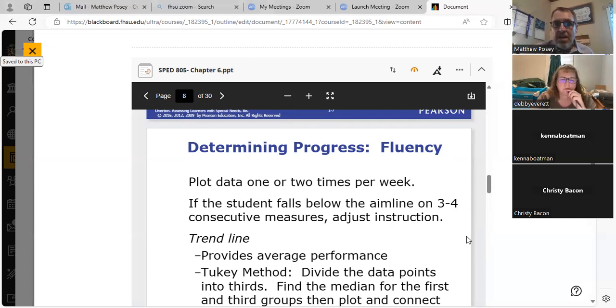Plot your data 1 to 2 times a week. If the student falls below that aim line that you've calculated on 3 to 4 consecutive measures, or 3 to 4 consecutive probes that you give them, hey, I need to adjust it. I've hit the threshold for that student where it's too difficult. I need to drop it back a little bit.